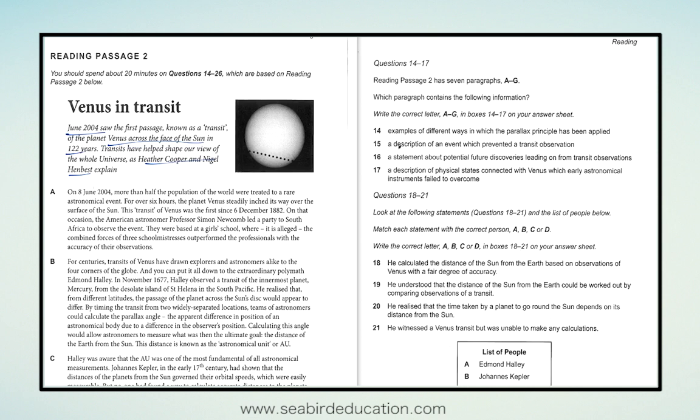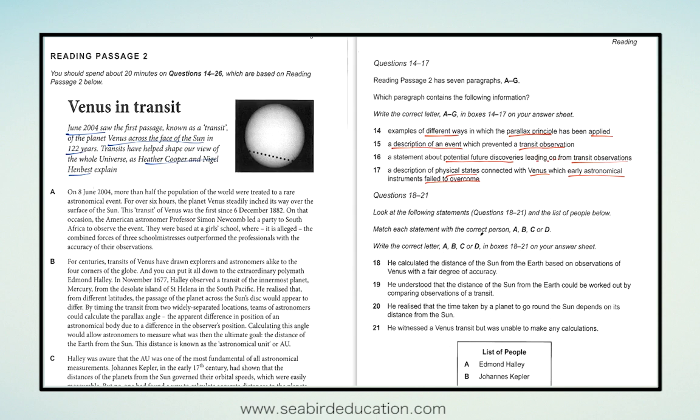Which paragraph contains the information? Examples of different ways in which the parallax principle has been applied. Description of an event which prevented a transit observation. Statement of potential future discoveries. Leading on from transit observations. Description of physical states connected with Venus, which earliest instruments failed to overcome.